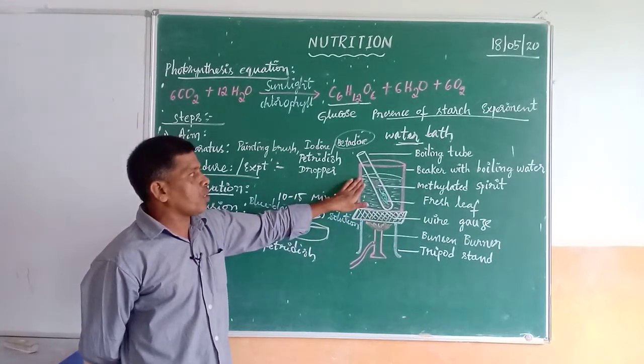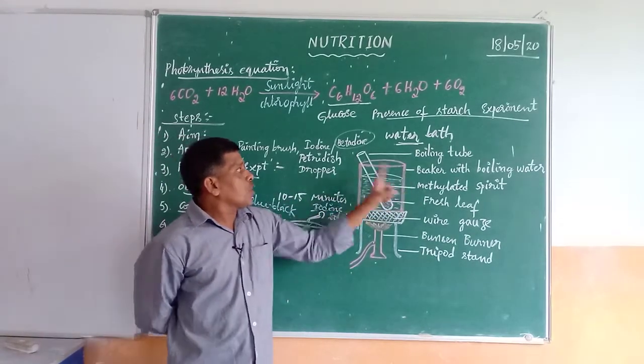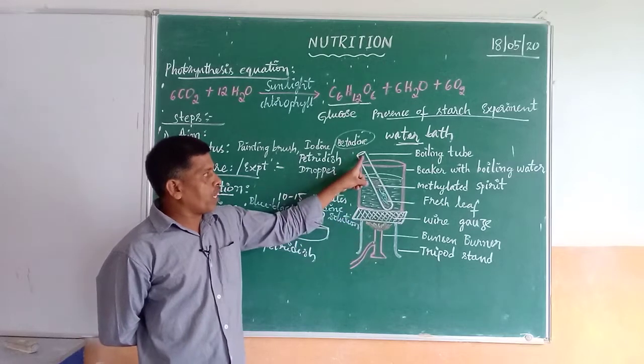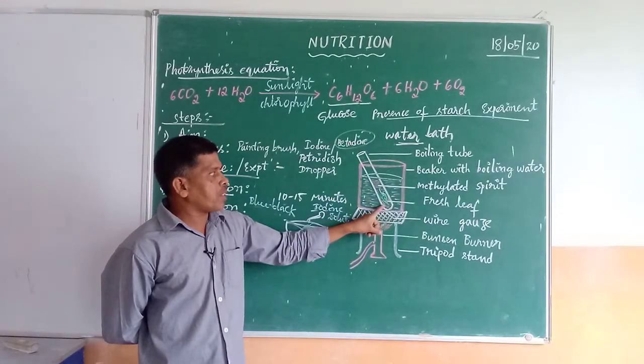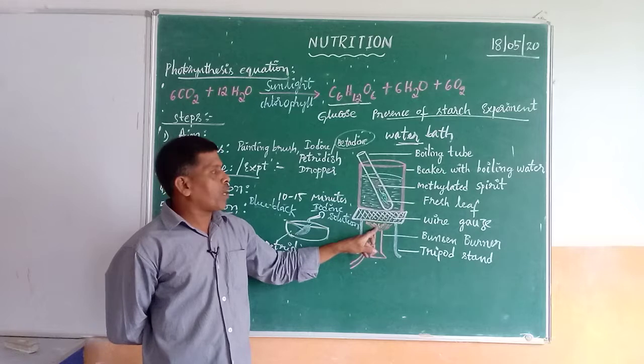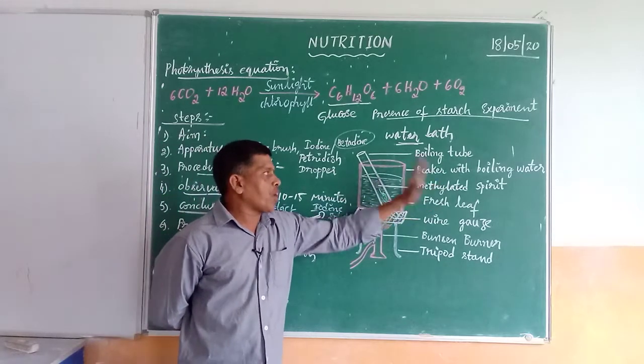So this is one precaution. Once again I repeat, never heat the boiling tube containing methylated spirit directly on the Bunsen burner. That is the first precaution.